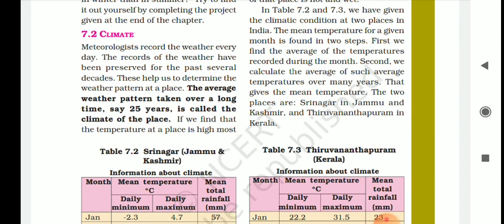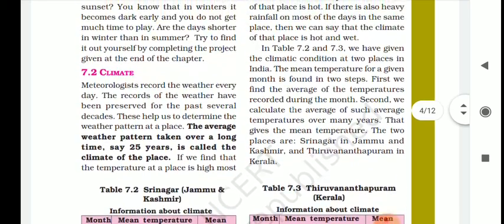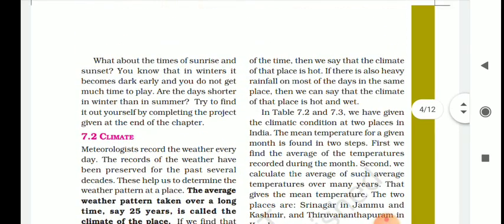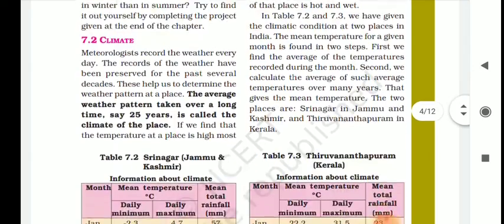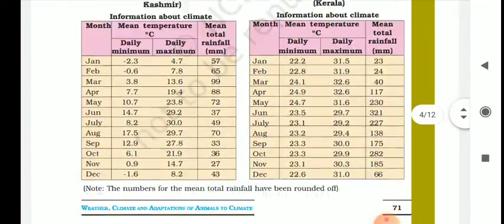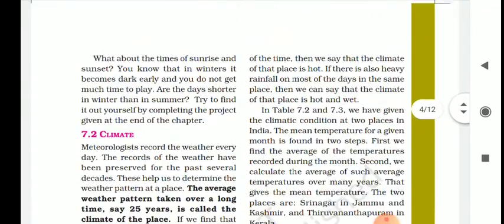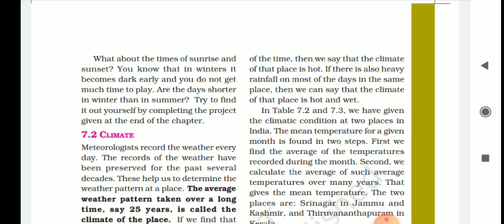If we find that the temperature of a place is high most of the time, then we say that the climate of the place is hot. If temperature stays high for a long time, we say the climate is hot. And if there is heavy rainfall on most of the days at the same place, then we say that the climate of that place is hot and wet.